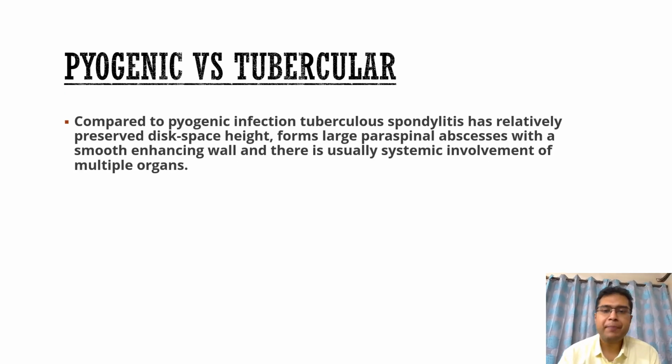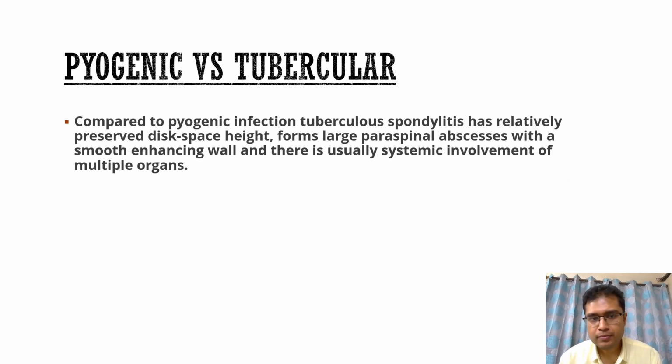So how do we differentiate pyogenic and tubercular spondylodiscitis or spondylitis for that matter? So compared to pyogenic infection, tubercular spondylitis has relative preservation of the disc space height. And why is that? Because of two main reasons: one, the intervertebral disc is relatively avascular, and the second reason is the tubercle bacilli doesn't have the proteolytic enzymes to actually digest the intervertebral disc material. And the paraspinal abscesses with smooth enhancing wall are typically seen more commonly in tubercular spondylitis.